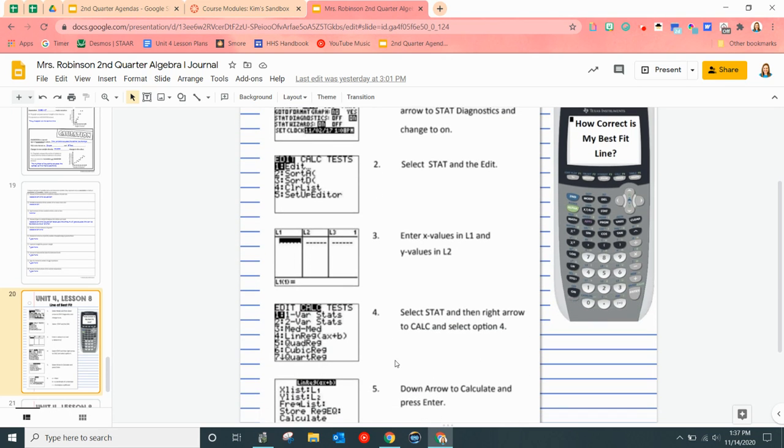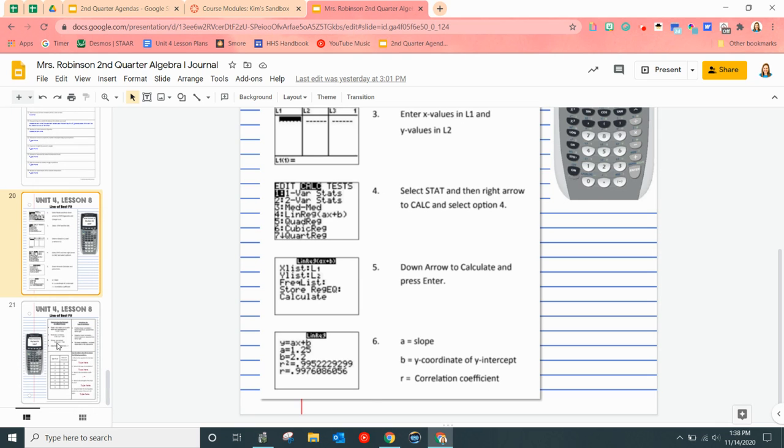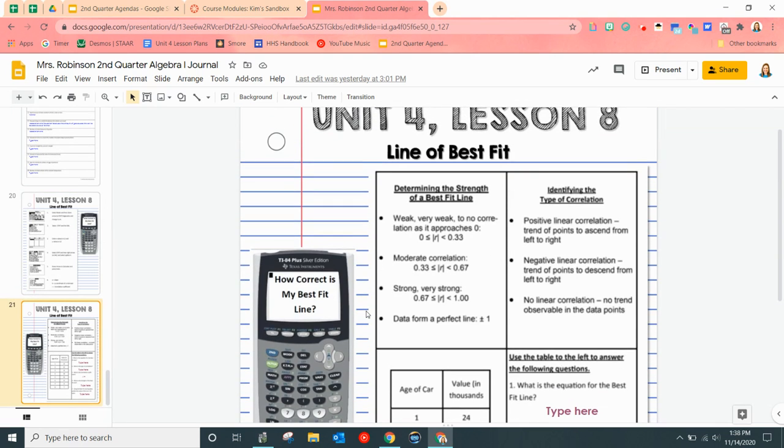All of these steps are exactly the same, except now, after we go over to Calculate, arrow down and select option 4, hit Calculate, it's still going to give us A, the slope, and B, our y-intercept, but this time we're going to get a value for R, the correlation coefficient. The best thing for us to do is look at some examples.